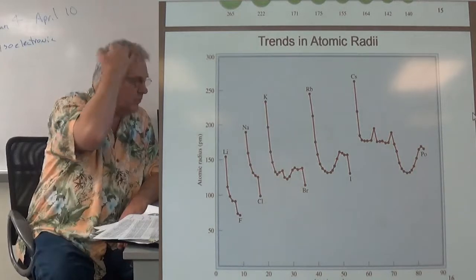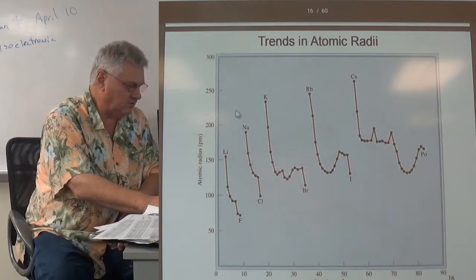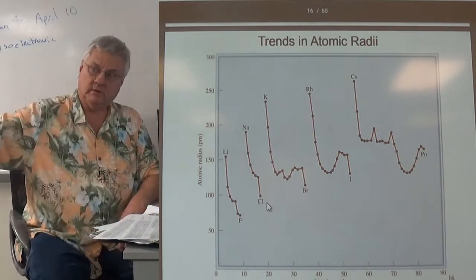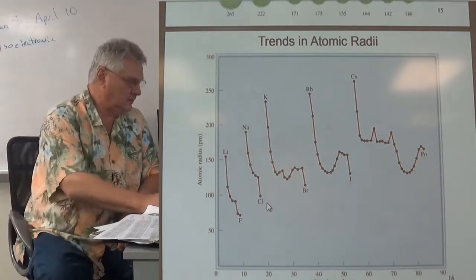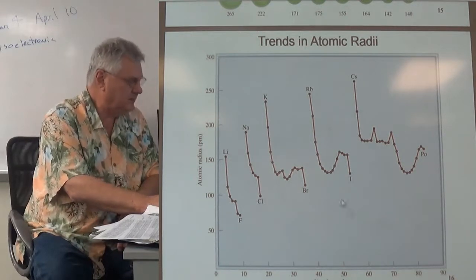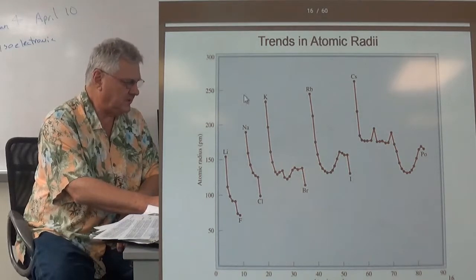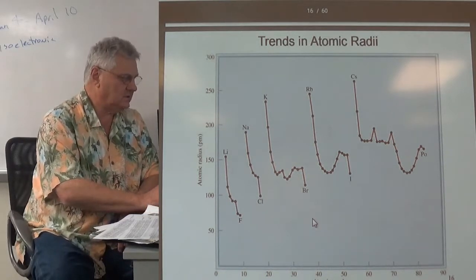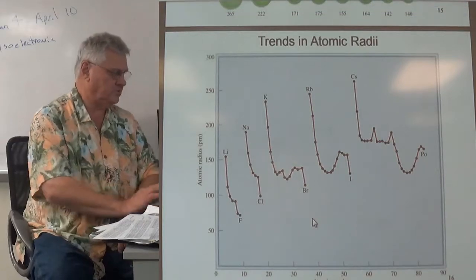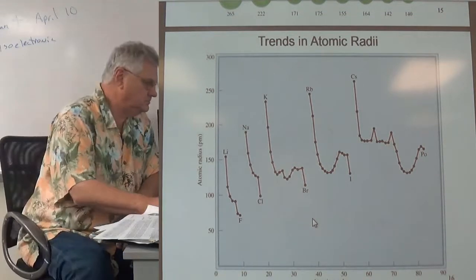And here you see the trend for the periodicity on the periodic table as you go from sodium to chlorine, which is on 1 row or period, as you go from potassium to bromine, as you go from rubidium to iodine. You see, with some glitches, but generally speaking, the size of the atoms gets smaller as you go from alkali metal to halogen.